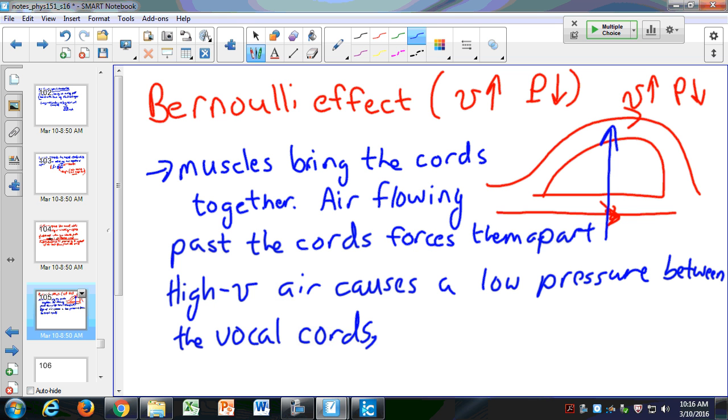So I have air forcing them apart, and then they come back together, they're forced apart, they come back together. Because I have this back and forth, the vocal cords vibrate. I have the air forcing them apart, I get this low pressure, so they tend to come back together, but then more air comes and forces them apart again, and so they vibrate back and forth. Which is what we get with a vibrating string, like on a guitar. The same thing occurs with your vocal cords as they move back and forth, and they actually produce that sound that comes out of your mouth.